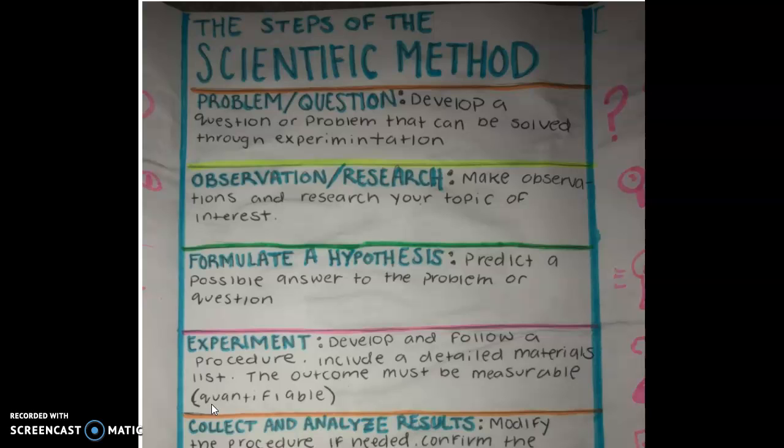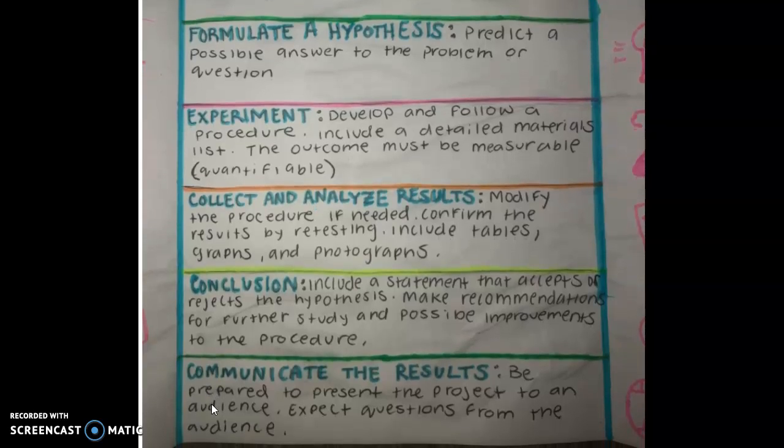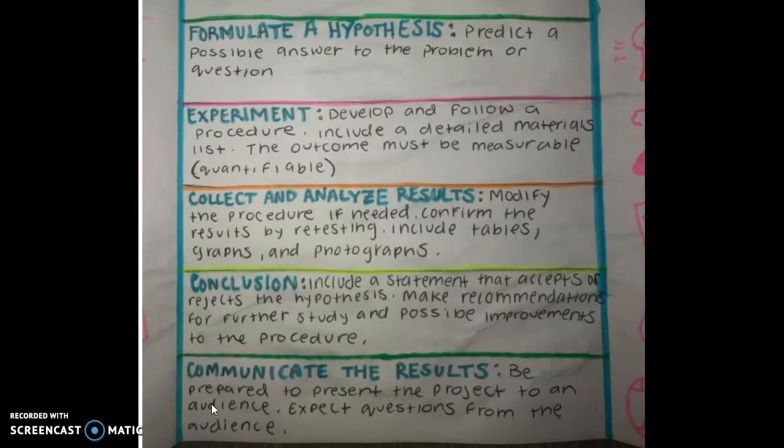The next step is experiment, and that is where you guys are going to be developing and following a procedure, including a detailed materials list. The outcome must be measurable, so quantifiable. So when we do this experiment, we should be able to have an answer to that first question that you initially came up with. And that kind of plays into the next step, which is collecting and analyzing the results.